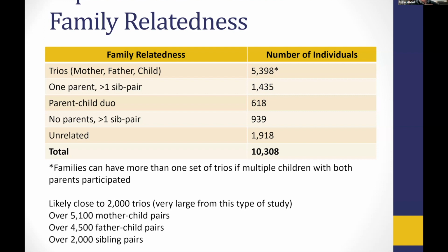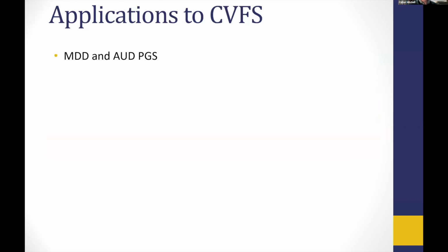And if you were to throw out all of the pairs, you'd still have thousands of unrelated individuals that you could conduct analyses on. So there's a lot of really interesting things, a lot of cool things to test. So let's go through some of those.